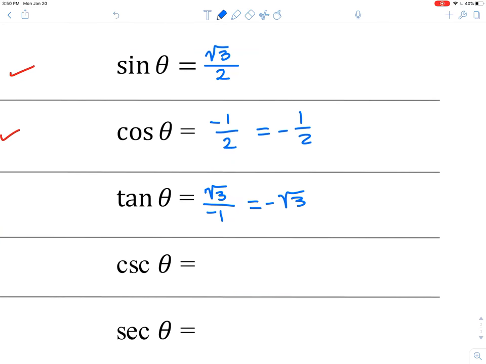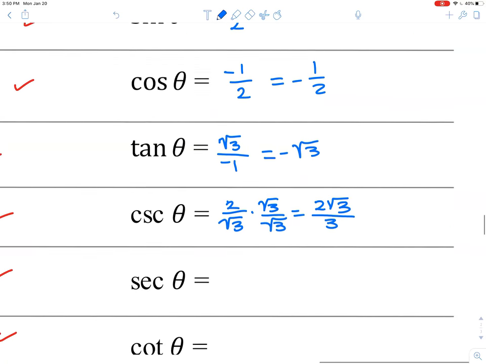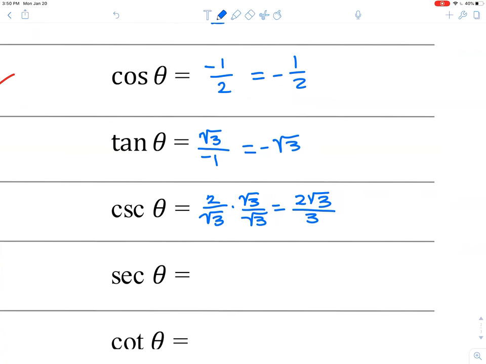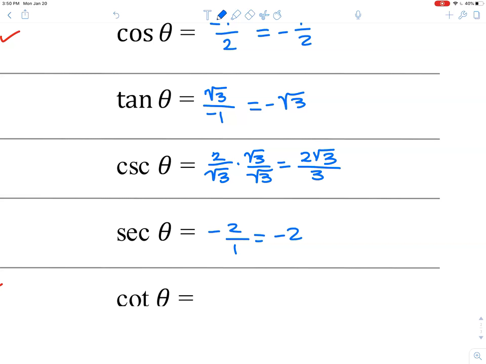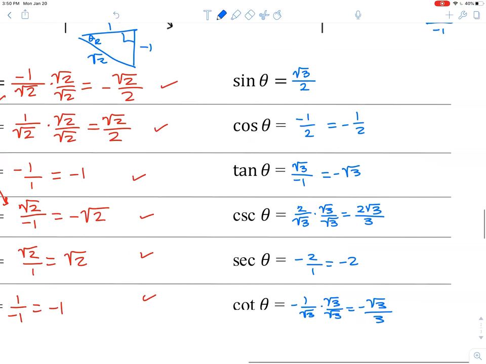All right, so now we just have to do our reciprocal. So reciprocal of sine is cosecant, so that would be 2 over the square root of 3. We'll go ahead and finish that out: square root of 3 over square root of 3, just to get the denominator rationalized. So that's 2 square root of 3 over square root of 9, which is 3. Then secant is the reciprocal of cosine, so that would be negative 2 over 1, or negative 2. And then cotangent is the reciprocal of tangent, so it would be negative 1 over the square root of 3. Rationalize your denominator, and you get negative square root of 3 over 3.